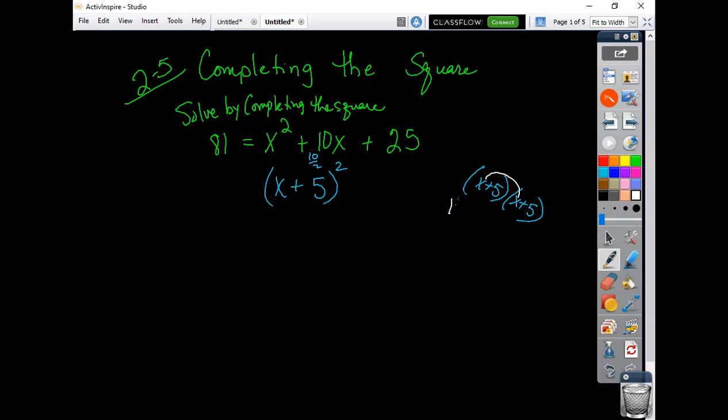But x times x is x squared, 5x plus 5x is 10x, and 5 times 5 is your 25. So that does match my original problem up there, and it does still equal 81 on the other side. Well, how do you undo this? We're trying to get x alone, right? That's what it means to solve. Undo a square with a square root. Don't forget a positive or negative.